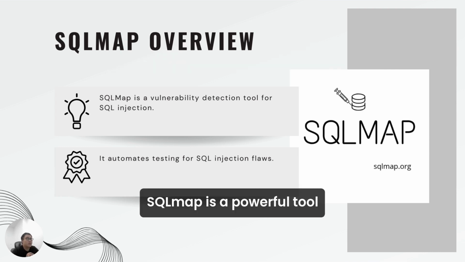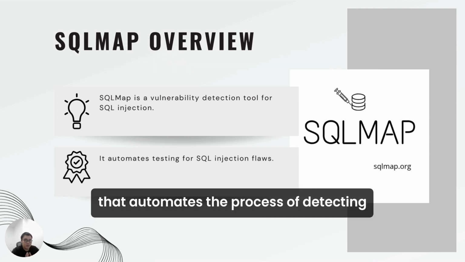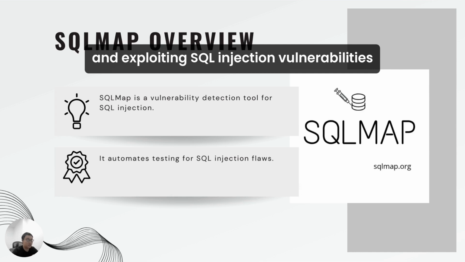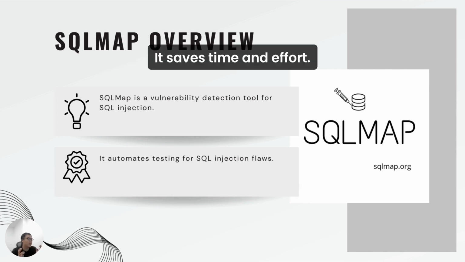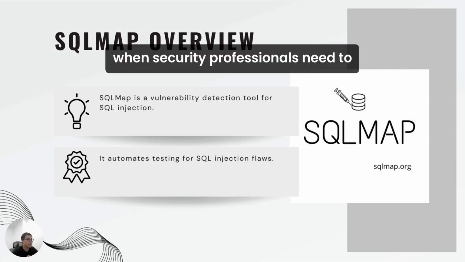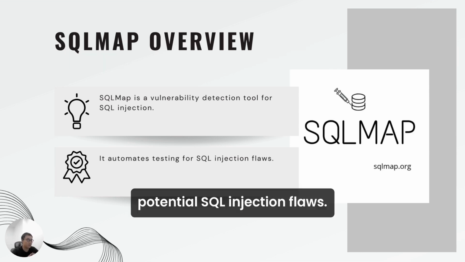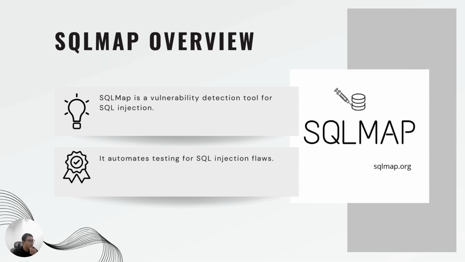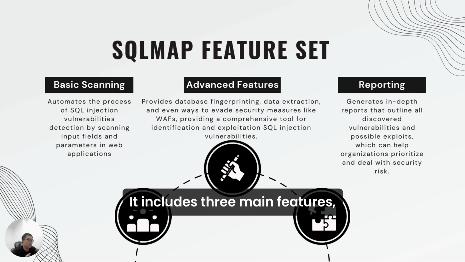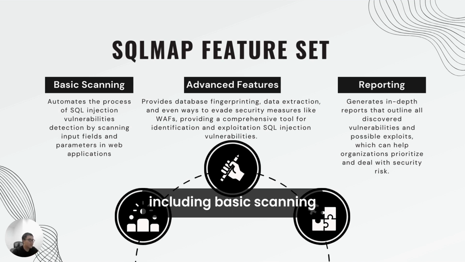SQLMap is a powerful tool that automates the process of detecting and exploiting SQL injection vulnerabilities. It saves time and effort when security professionals need to perform a quick check on a web application to find potential SQL injection flaws. It includes three main features: basic scanning, advanced features, and reporting.